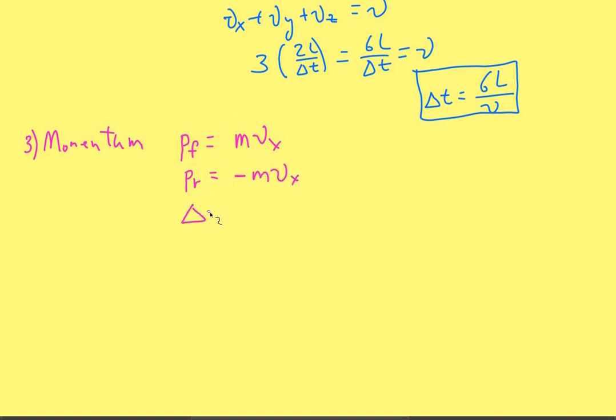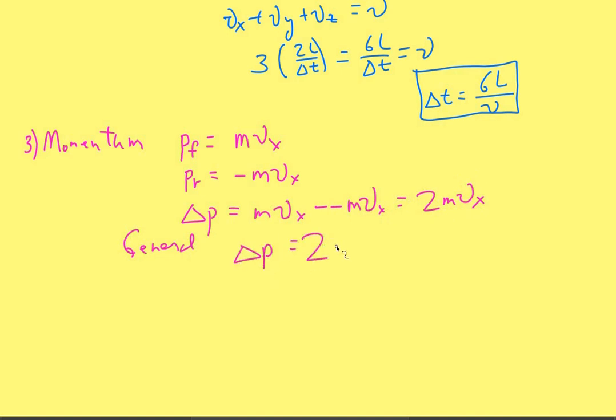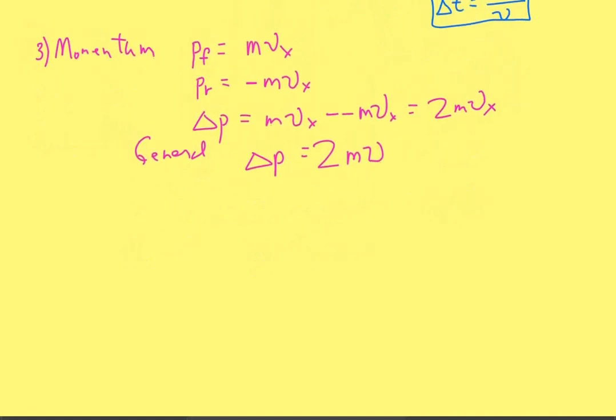And if we wanted to look at the change in momentum, that would be mass times velocity in the x direction minus negative mass times velocity in the x direction. And that would be 2 times mass times velocity in the x direction. I can generalize this, and if I do, I will get delta P simply equal to 2 times the mass times the velocity. Okay, and we'll move on to force.